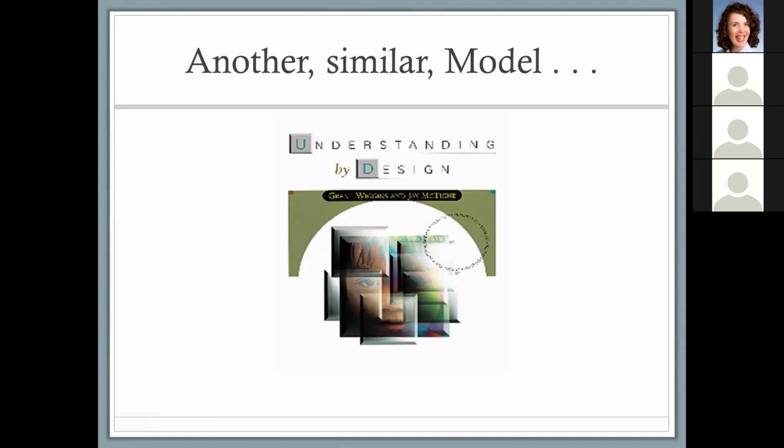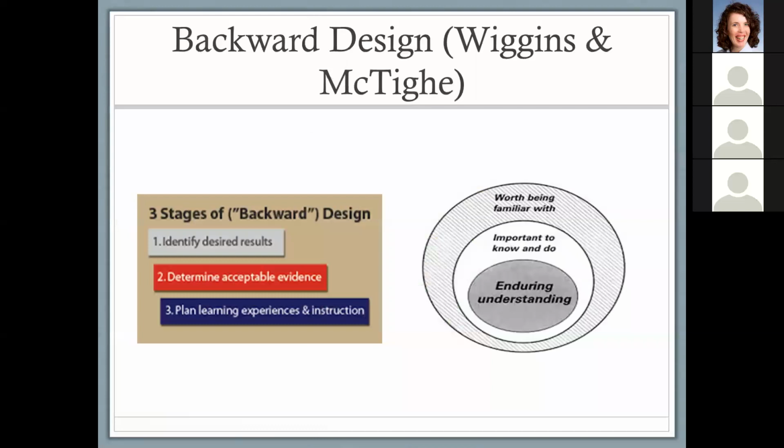So some of you may be familiar with another model that is often used in K through 12, but also in higher ed, a book called Understanding by Design by Wiggins and McTighe. We also considered this model because we think it aligns fairly well with our approach. That is using a backward design model, thinking about what the enduring understandings are. That is, what is most important for students to know in any field, that innermost circle, and then out around from that, what's important to know and do, and then just what is worth being familiar with.